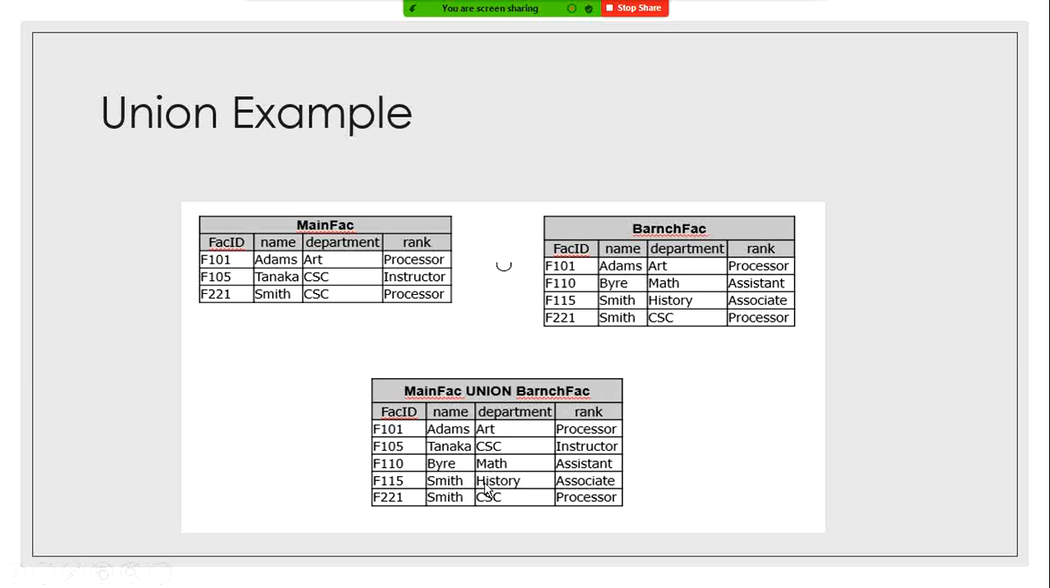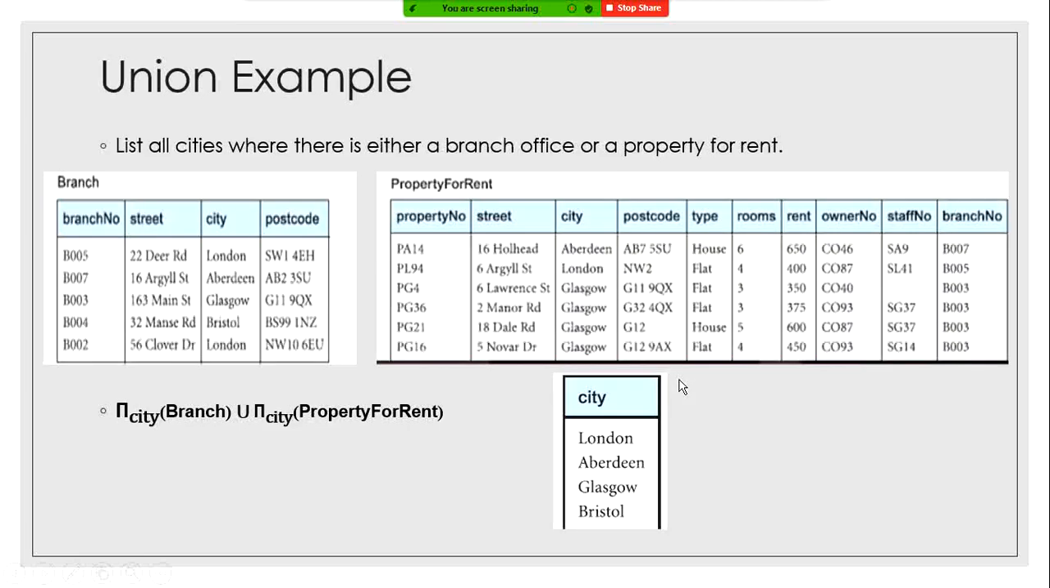So this is the result of union between these two tables. Next, we have another example. We have a statement that lists all the cities where there is either a branch office or a property for rent. So we have two tables, branch and property for rent. We also have a city column in the branch table as well as in the property for rent table.